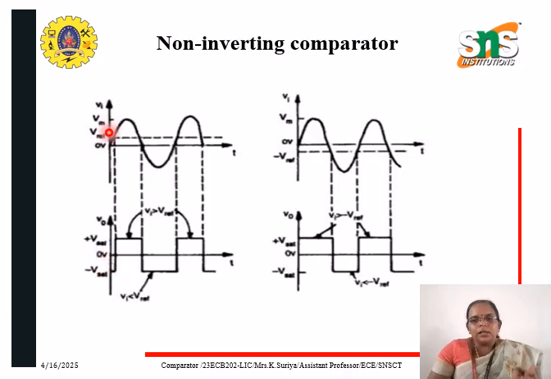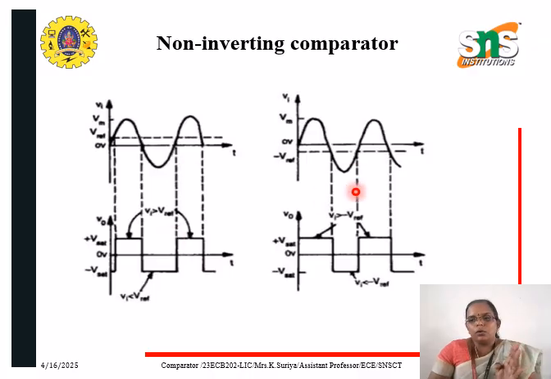When your input signal goes above the V reference value, your output will switch over from minus Vsat to plus Vsat. After that, when your signal goes below the V reference value, that is when Vi is less than V reference, your output will change again from plus Vsat to minus Vsat. So this continues throughout.